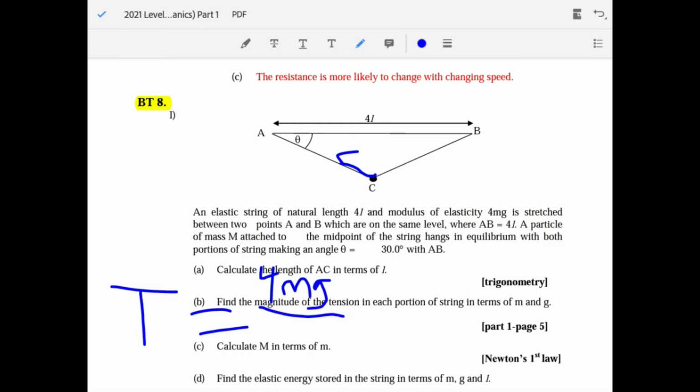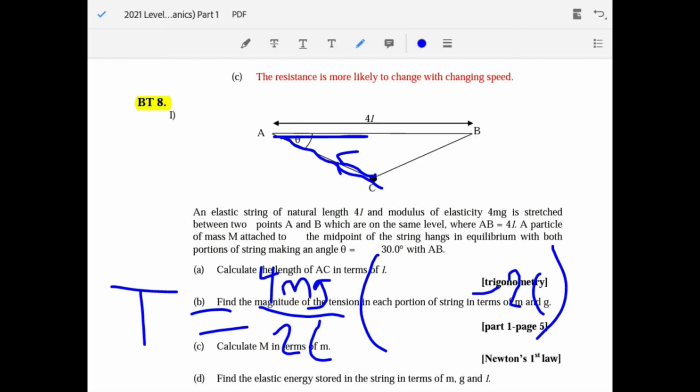Now, what's L0, you say? Well, we just want the tension for this part of the string. So what was it initially? Initially, it was this much, which is half of AB. So it was originally 2L into something. What's the something? It's delta L, which is L minus L0. So minus L0, which is 2L.